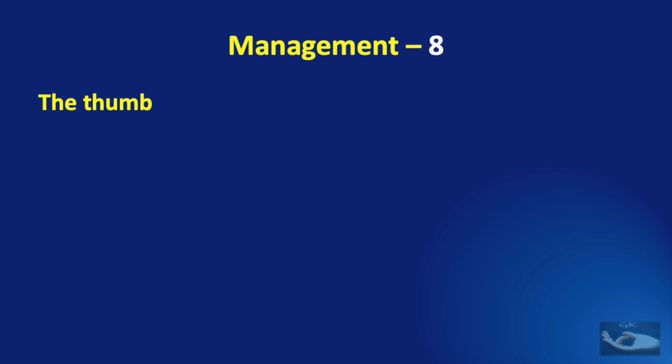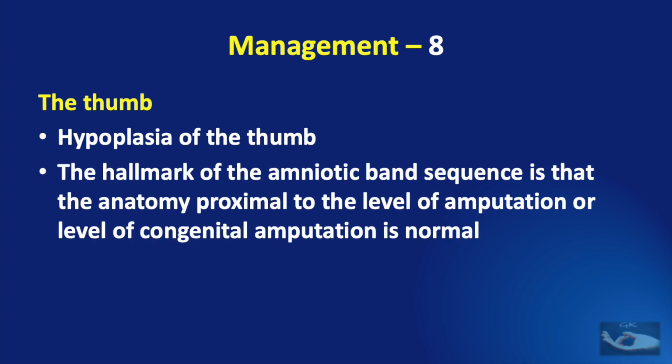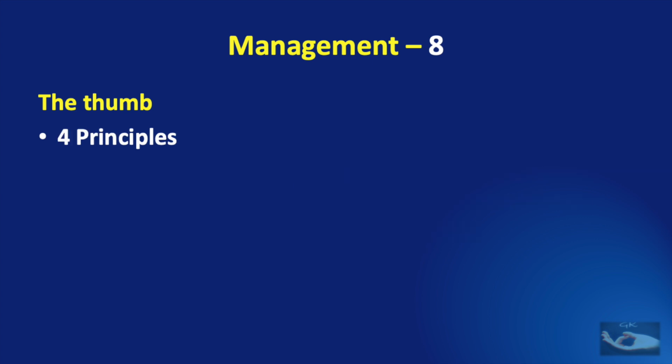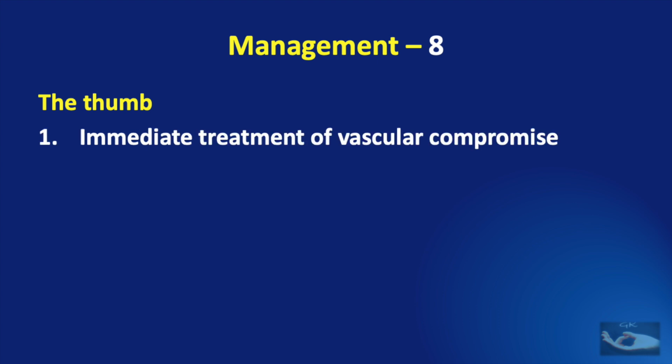The classical feature of thumb involvement in constriction band syndrome is hypoplasia. The hallmark of this hypoplasia is that the anatomy proximal to the level of amputation or level of congenital amputation is normal. Management of thumb problems involve four principles. The first is immediate treatment of emergency conditions such as vascular compromise and progressive lymphedema of the thumb.